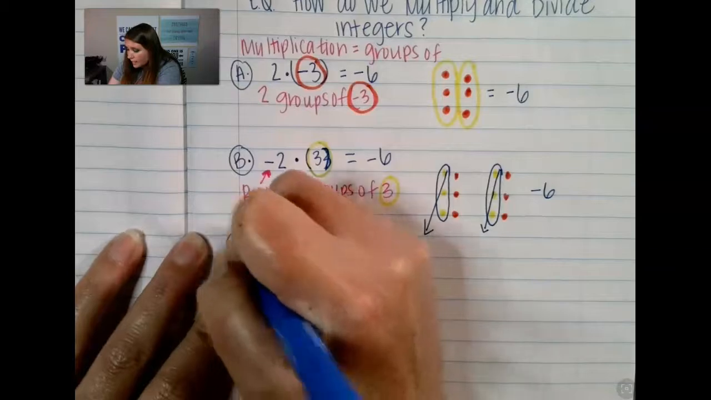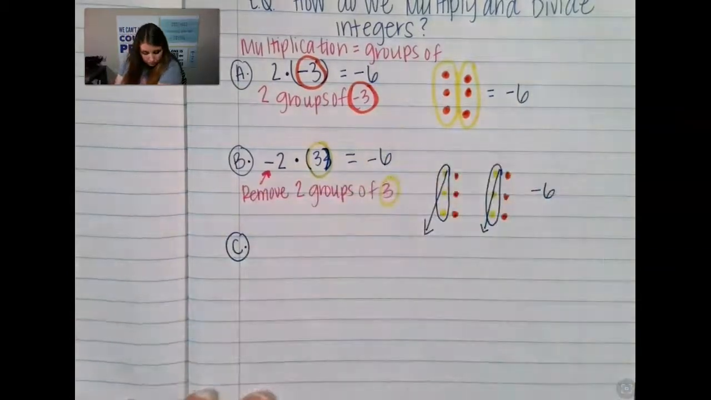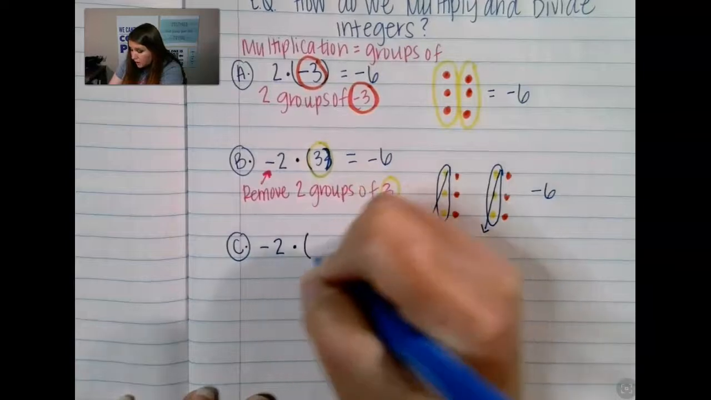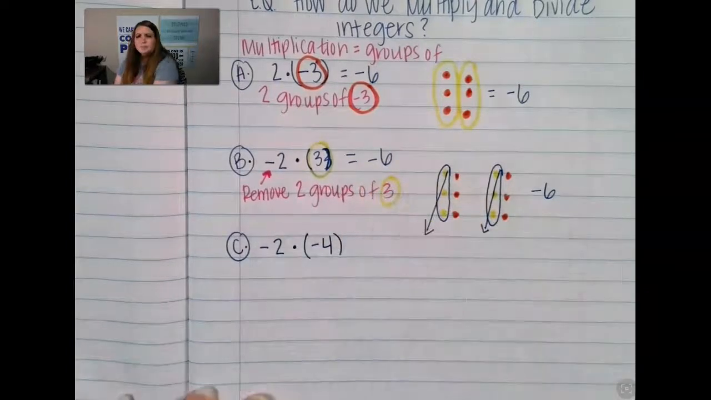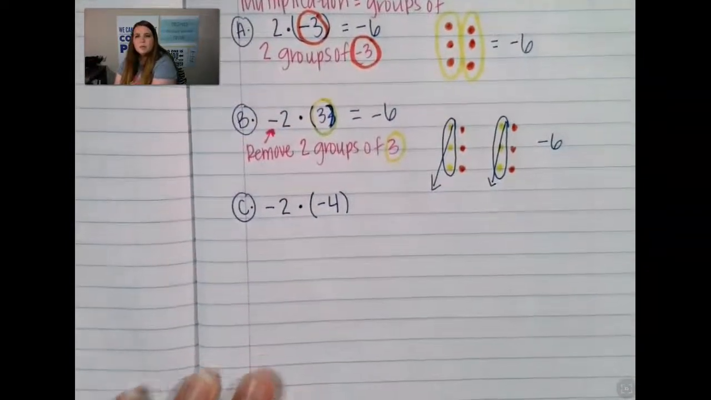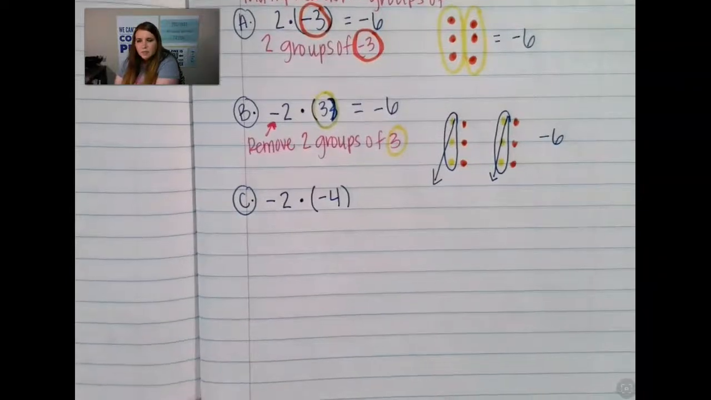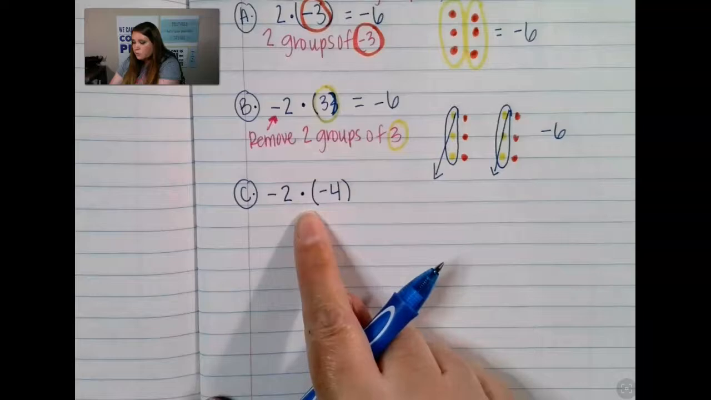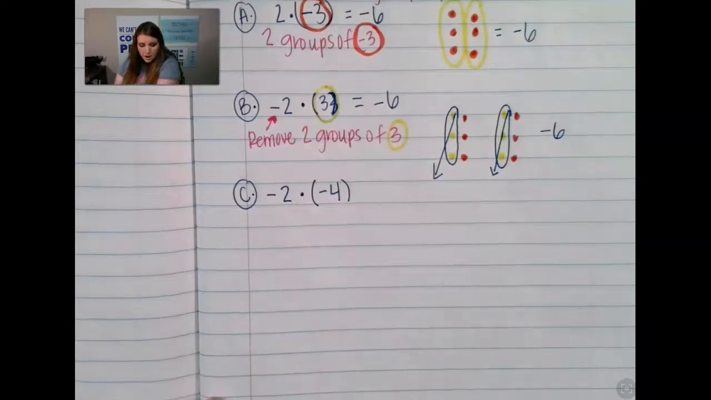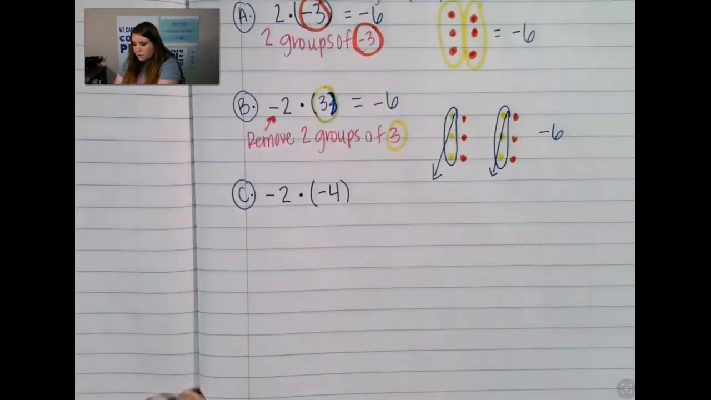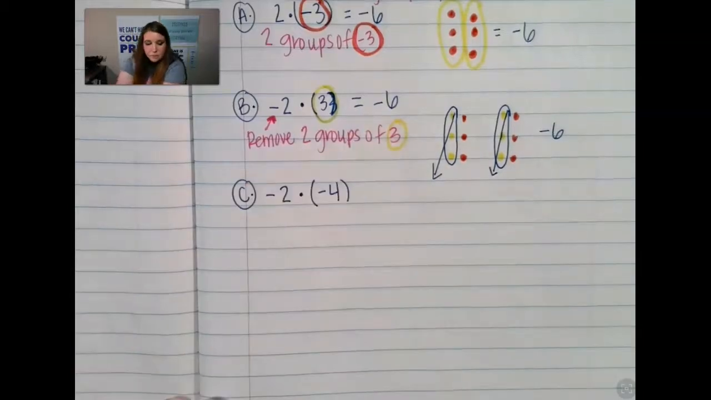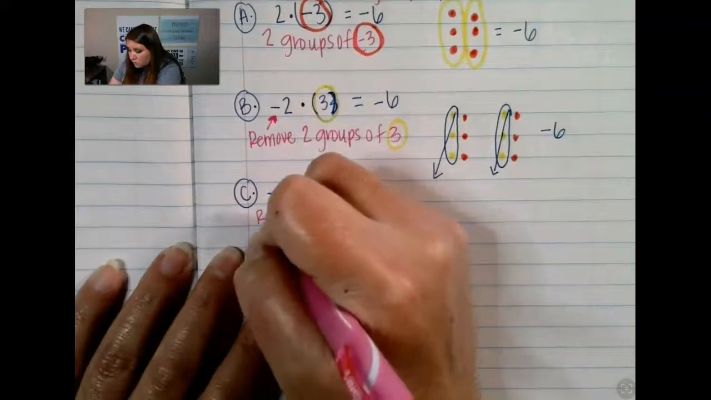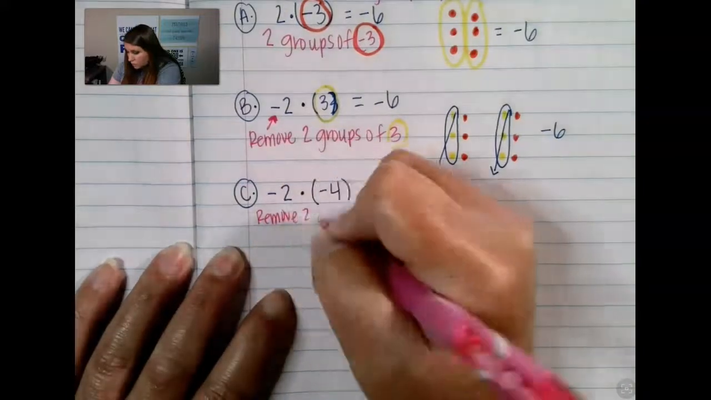Okay, let's do one more in multiplication land, and then we will move on to some division. So let's look at this problem. I have negative 2 groups of negative 4. Let's really think about what this problem is telling me. This problem is saying I need to remove 2 groups of negative 4. The subtraction sign says to remove 2 groups of negative 4.